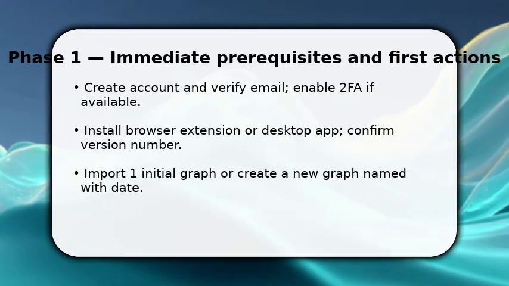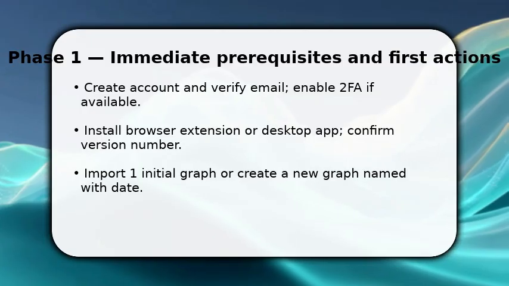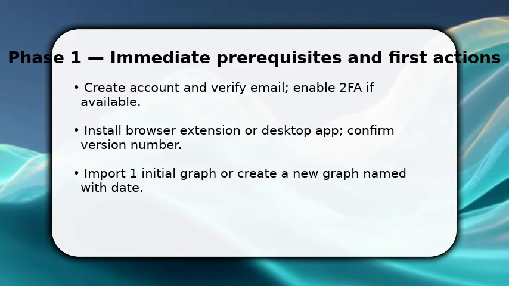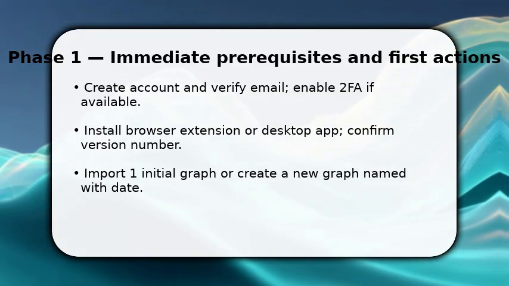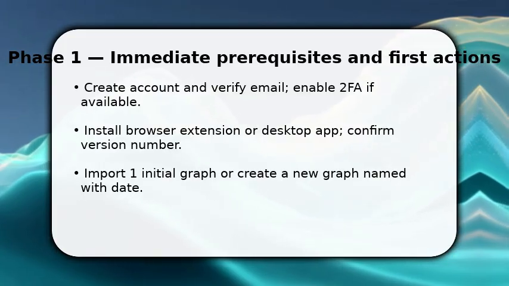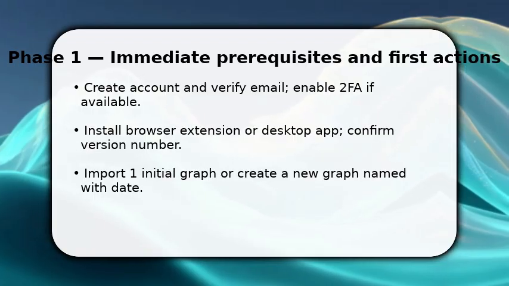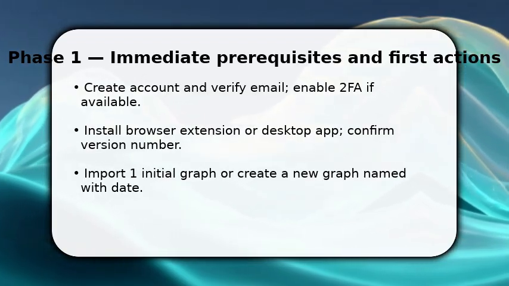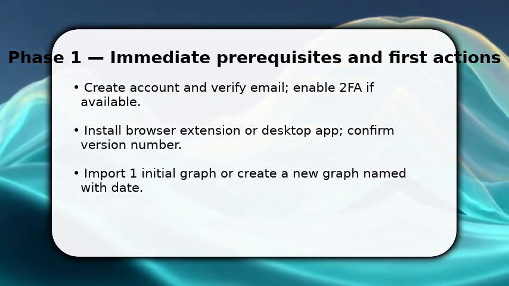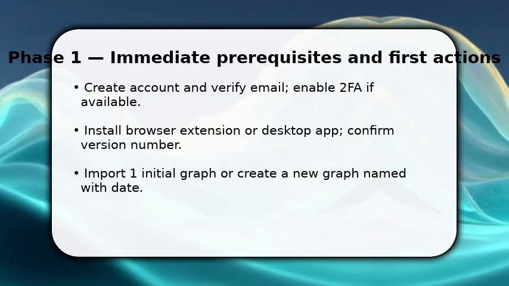You begin by preparing your environment. Sign in, enable two-factor authentication, and pick or create the graph you'll work in. Once done, install the official extension or desktop app and make sure it reports the latest version. Import one starter graph or create a blank graph named with today's date so you keep organized.